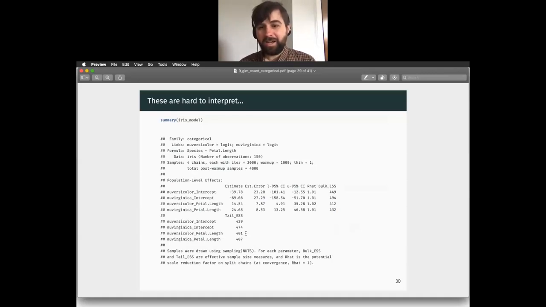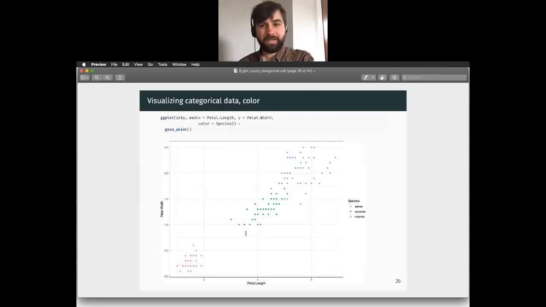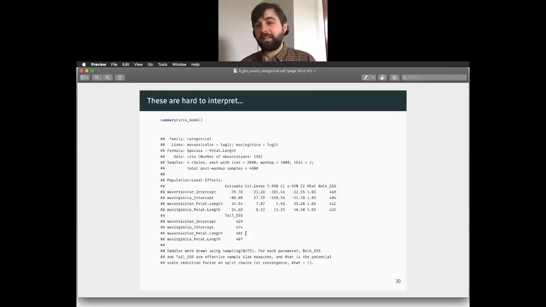And here, what's the held out category? It's setosa, right? Like this is totally uninterpretable. Just looking at these parameters, the log odds of being setosa rather than versicolor when petal length is 0 is minus 39. The log odds increase by 14.5 of being versicolor rather than setosa for every 1 unit increase in petal length, right? You don't interpret these from a parameter table. Just don't do it. But check it out.